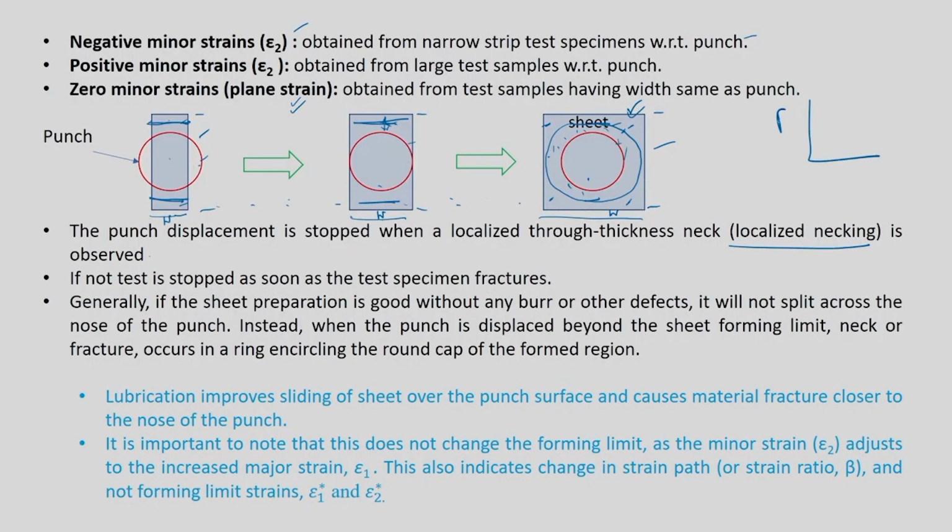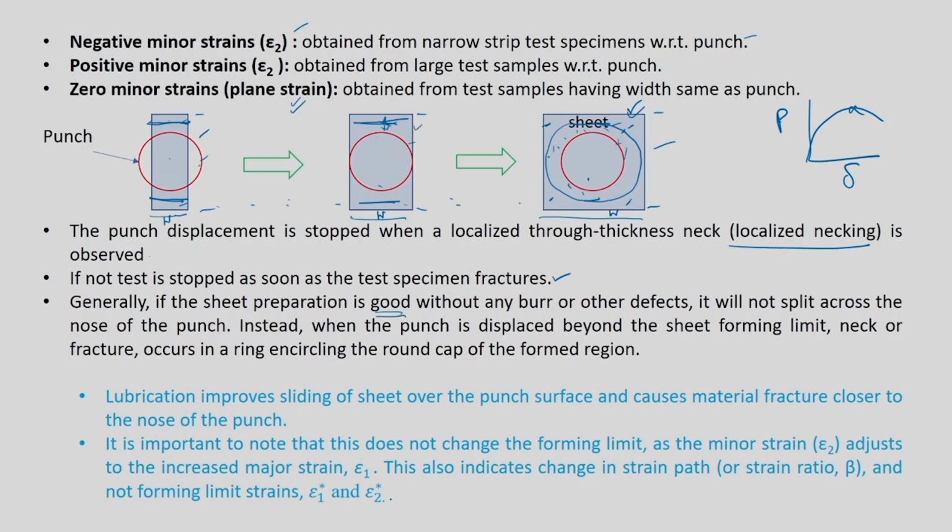Sometimes what we do is, you can also get a load displacement graph during this testing, like our tensile test. Here also you can get a load displacement graph and you can see that there will be some failure. So probably close to that you have to be very careful that necking might have happened. You should have stopped the test just before that. If the test is not stopped, it can be stopped when fracture happens. That is also possible.